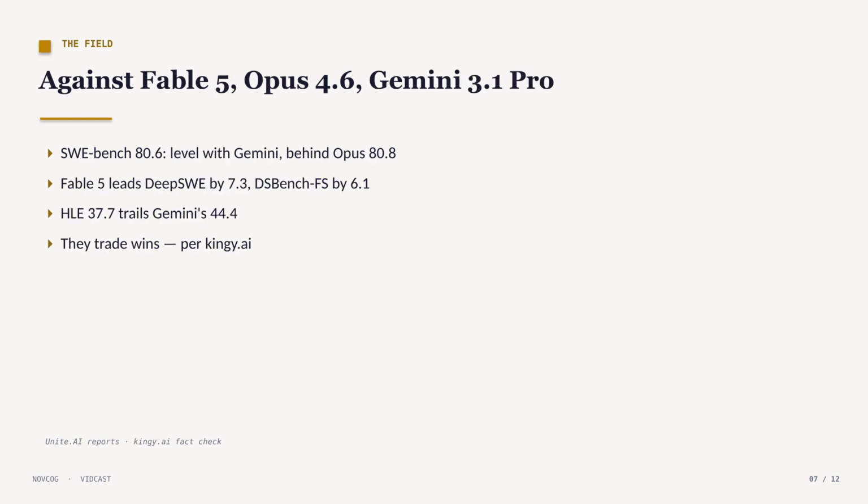Still reported, still unverified. On SWE-bench Verified in Unite.AI's table, 80.6 sits level with Gemini 3.1 Pro and just behind Claude Opus 4.6 at 80.8.